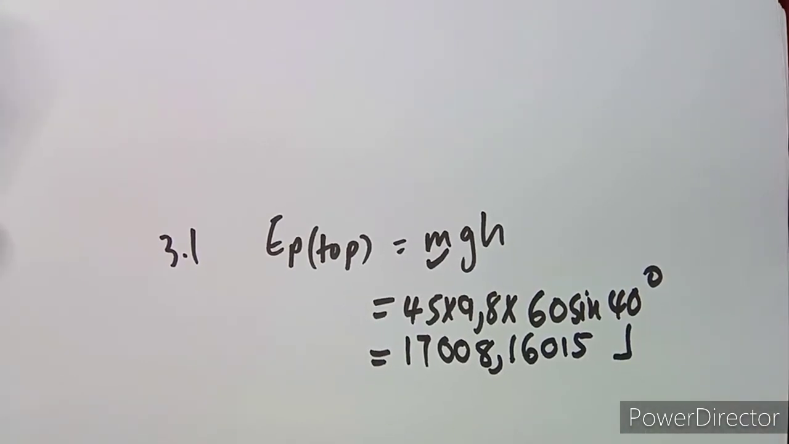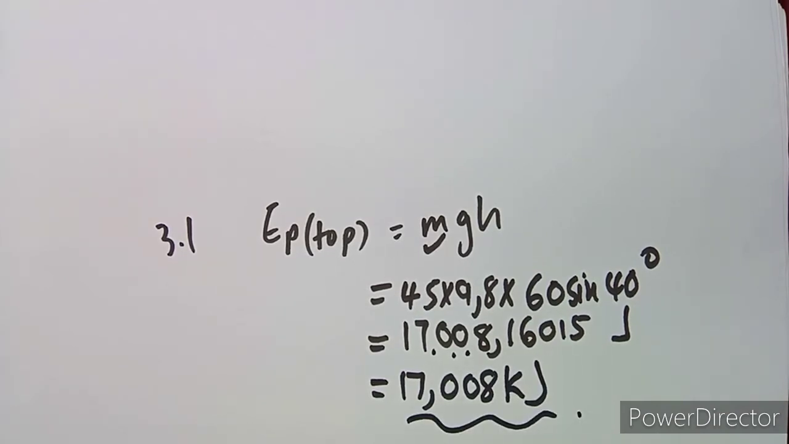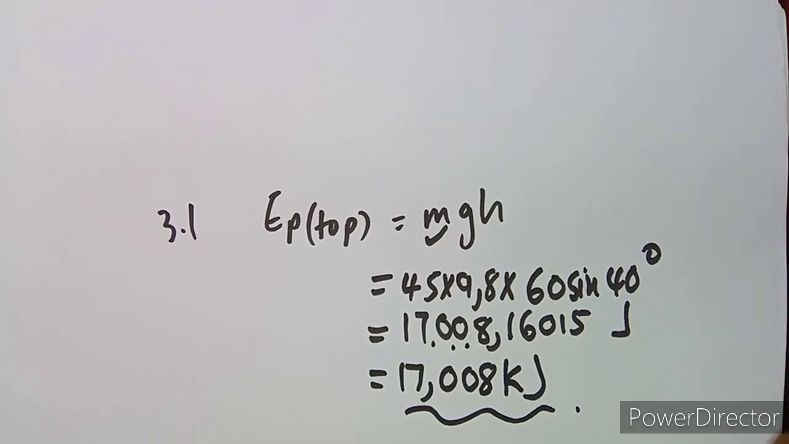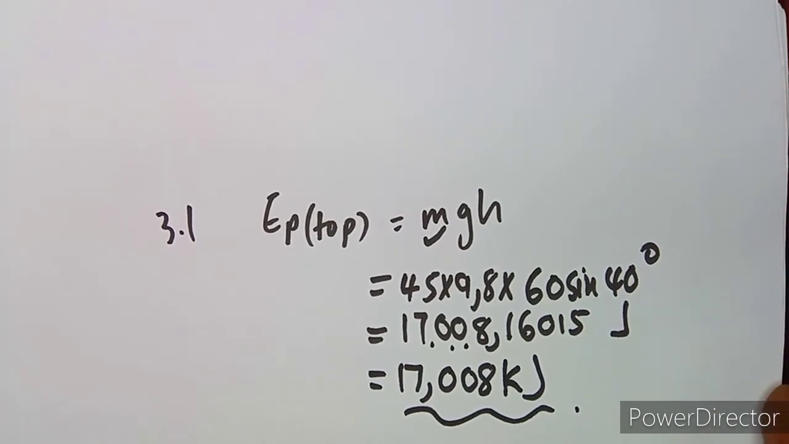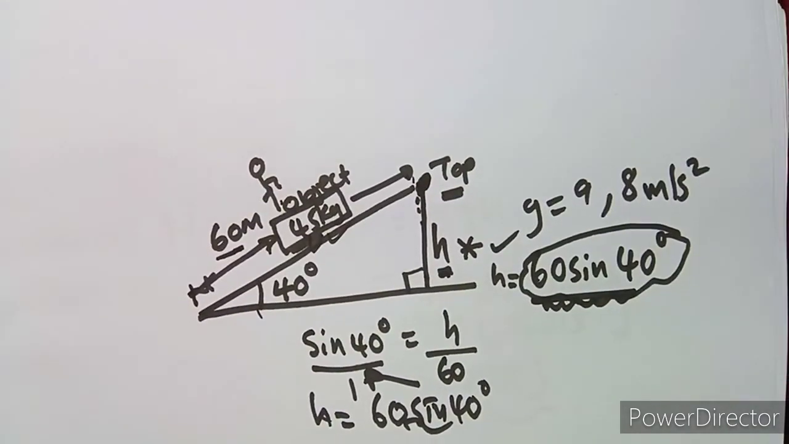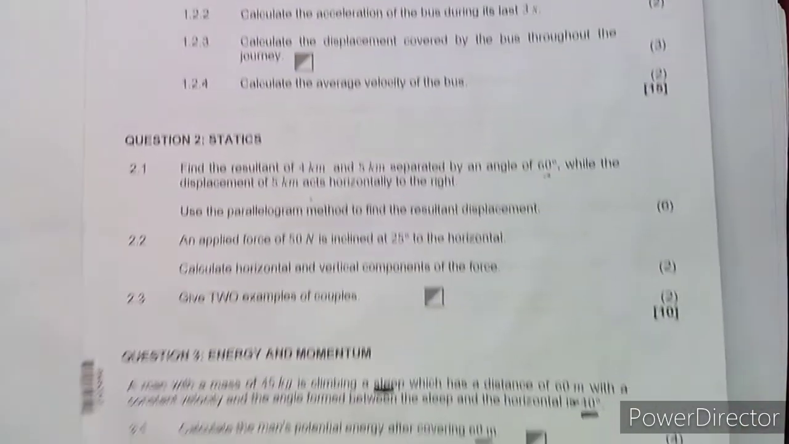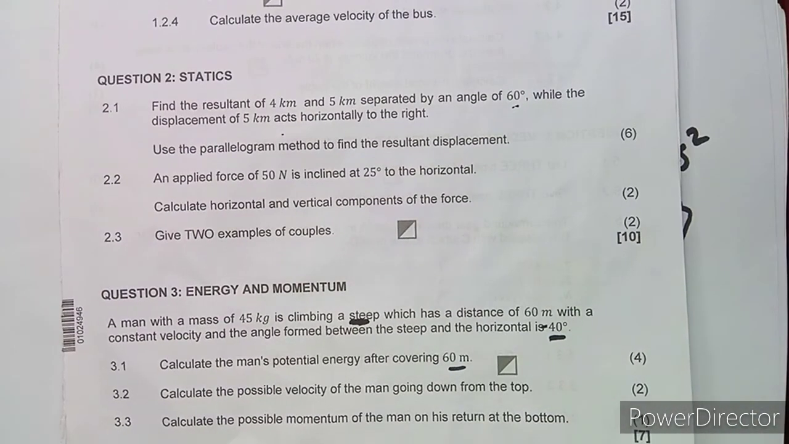If you want to convert to kilojoules, it's going to be 17.008 kilojoules, or you can just leave it in joules like that. That is going to be the potential energy at the top. So that is how you calculate it using the information that was given.